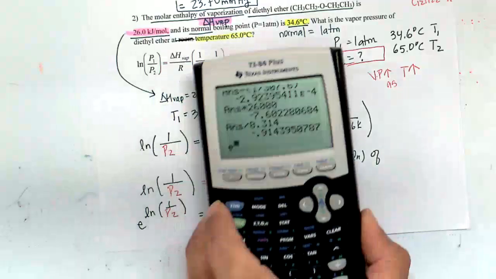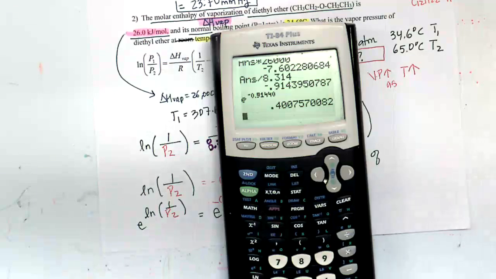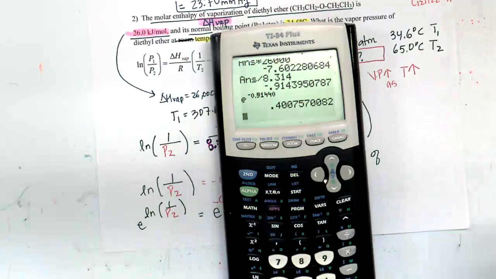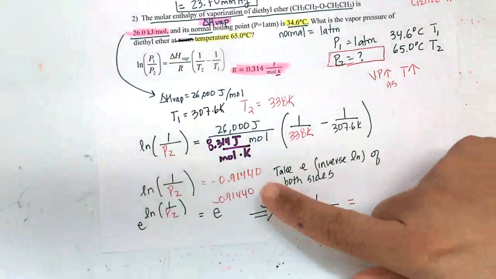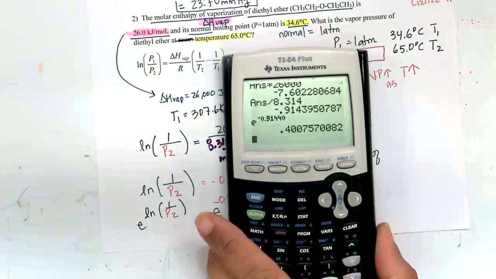e to the power of minus 0.91440 is 0.4008. Okay, everyone getting that? e to the power of negative 0.9144 is 0.4008. I'm adding some extra digits here.